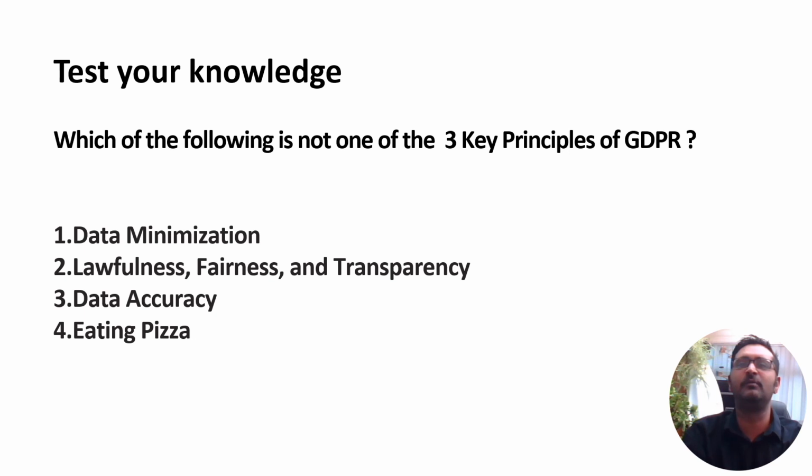Okay team, before we move on, let's do a quick test your knowledge exercise. So which of the following is not one of the key principles of GDPR? So is it 1, data minimization? 2, lawfulness, fairness and transparency. 3, data accuracy. Or 4, eating pizza. So I think the answer is pretty straightforward here team. It's going to be number 4. Eating pizza is definitely not one of the key principles of GDPR.